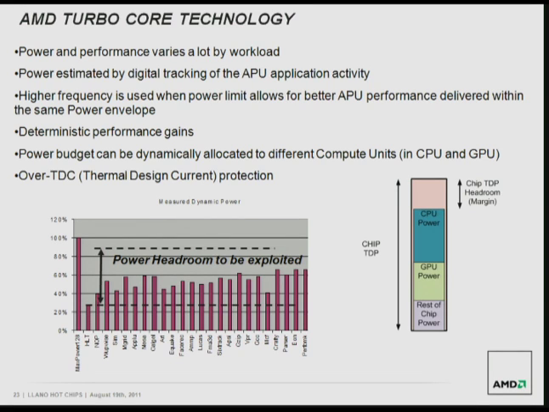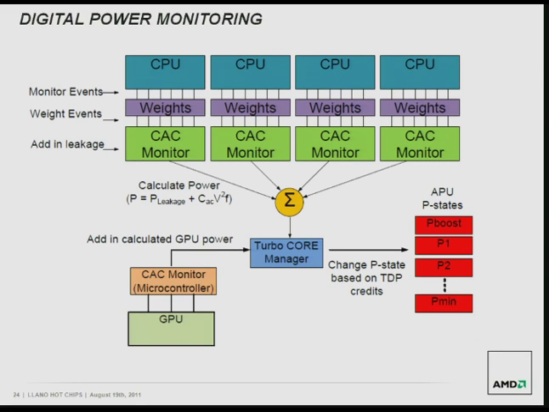And so recognizing that, we have an opportunity to boost the part and increase the frequency and the voltage of the part for that particular application. The way we do this is we have distributed CAC monitors, CAC being the switching capacitance. It's how much of the chip, or how much of the core, is actually active at a period of time.